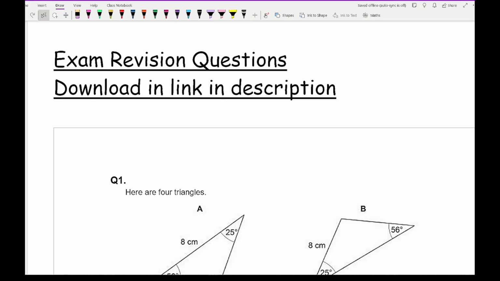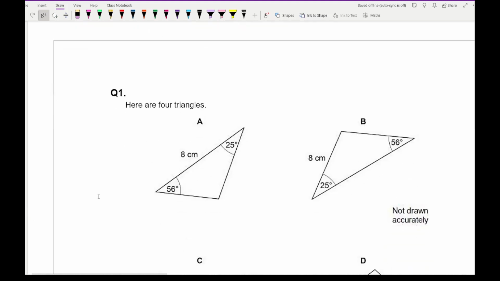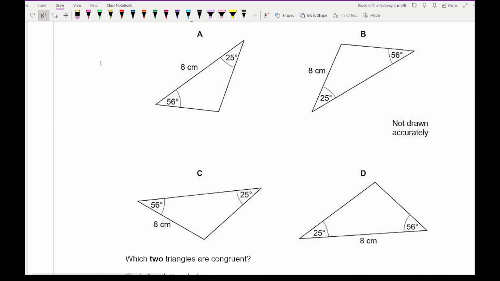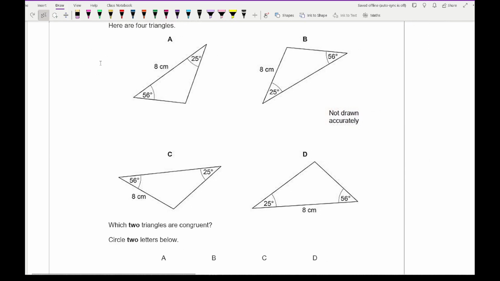Now again, not all of these questions cover every single aspect of the questions on the revision list. These are just an example, and again a reminder that if you want to have a go at these questions before continuing with the video and watching the answers, you can download them in the description below. So looking at question 1, it said here are 4 triangles, and we've got our 4 triangles. I'll just zoom out so they're all on the same screen. And the question is asking which 2 triangles are congruent.